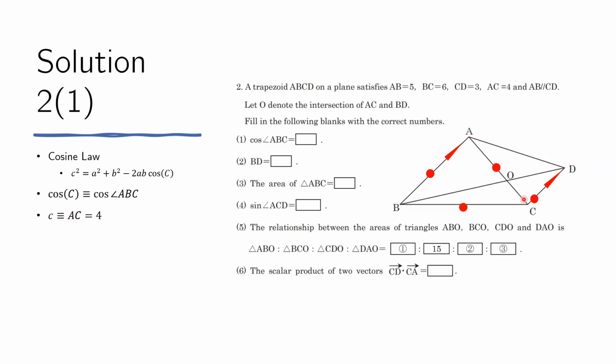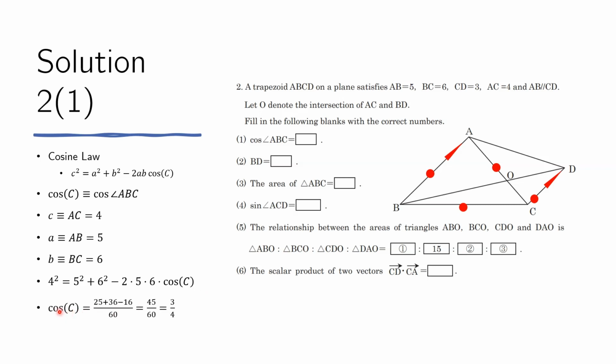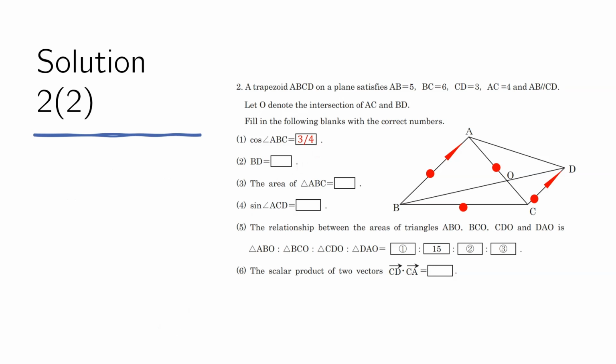c is, of course, this length, which is 4. And let's choose a to be this bit here, which we know to be 5, and b to be this bit here, which we know to be 6. If we plug all these values into the cosine law, we get this expression. And so we can obtain cosine of C, which is 3/4. So we write that there. Now we need to find BD.